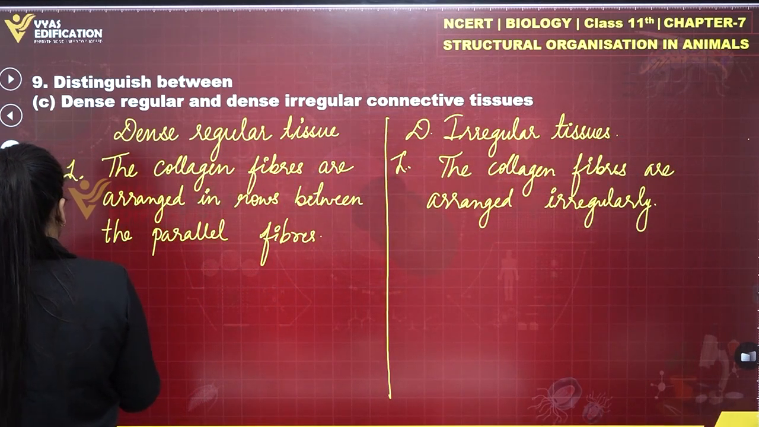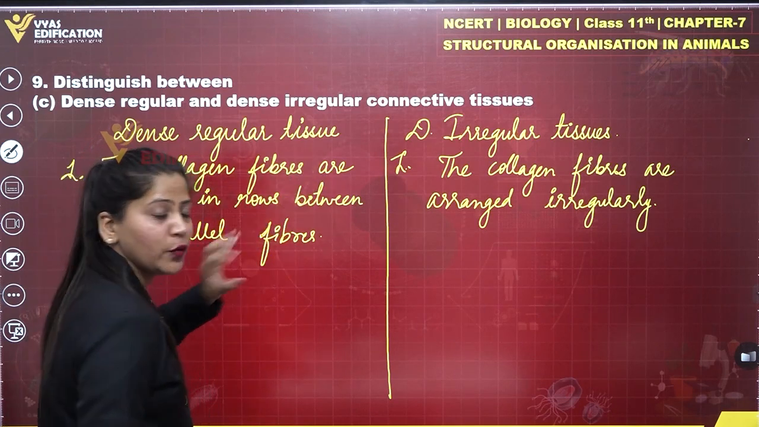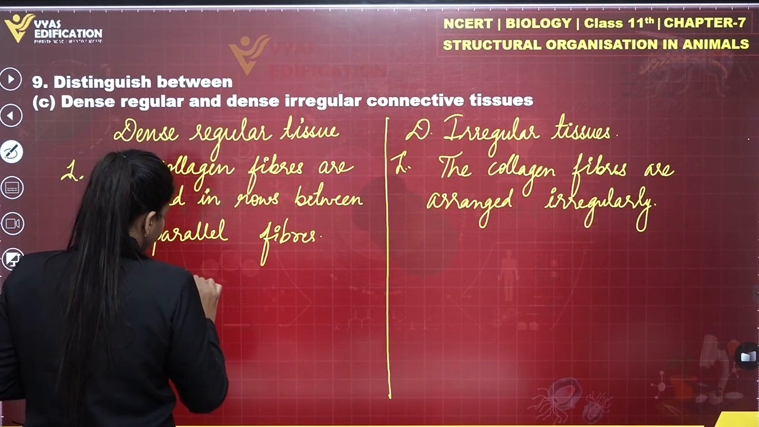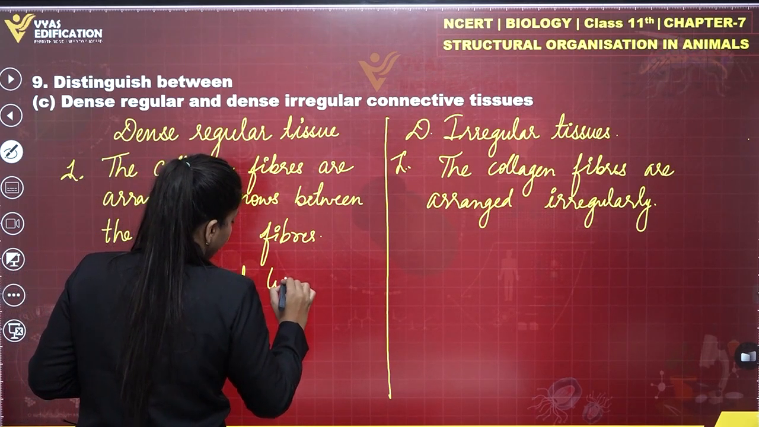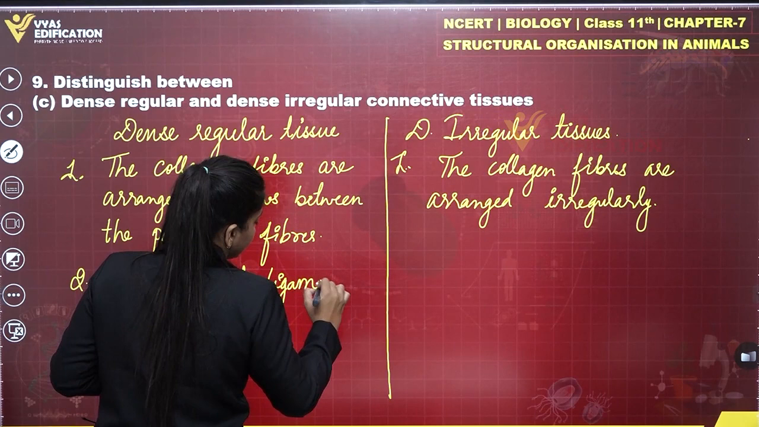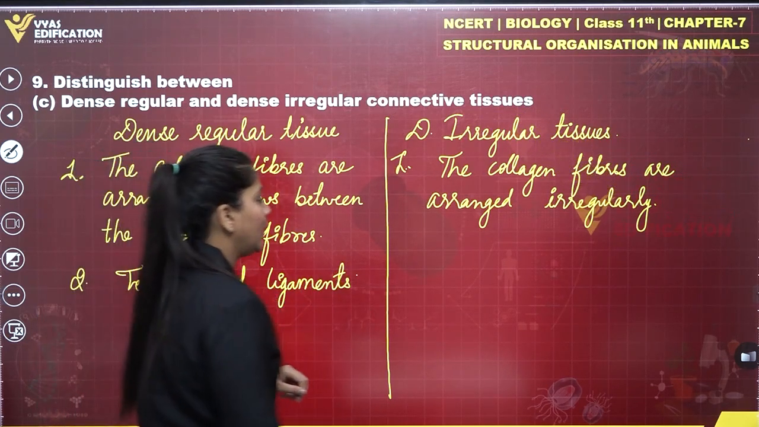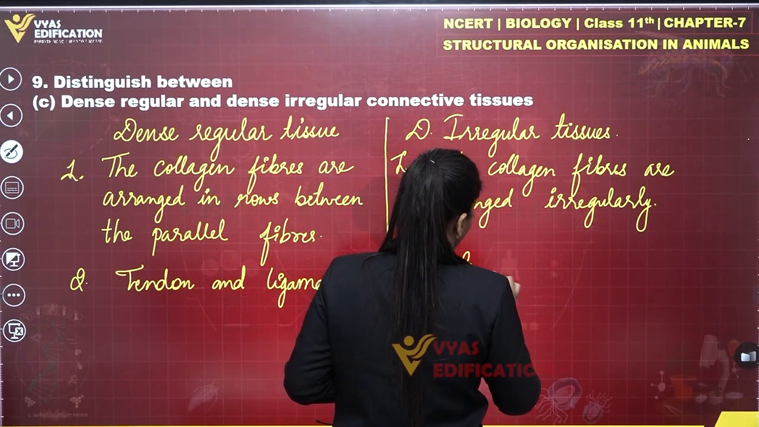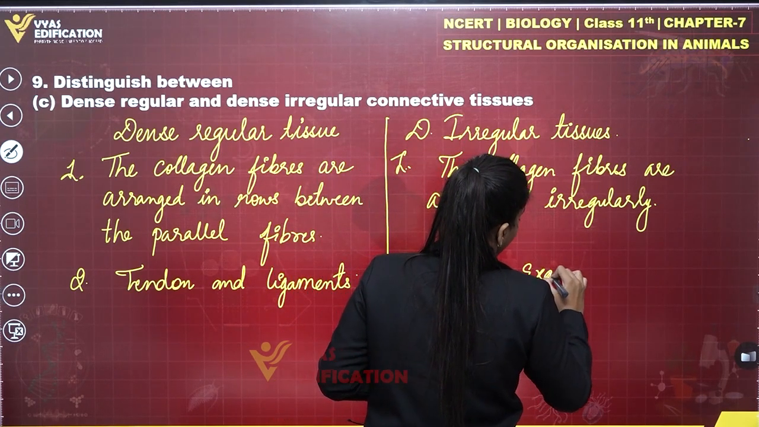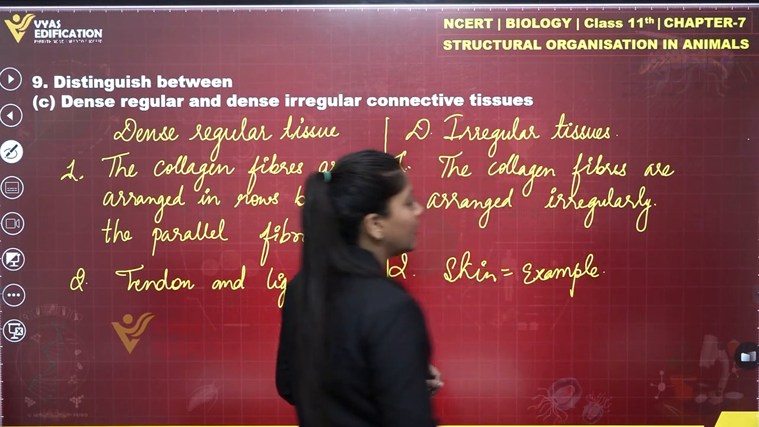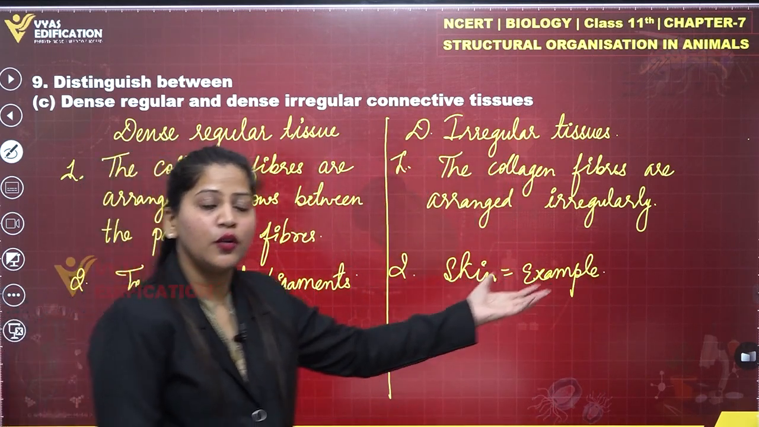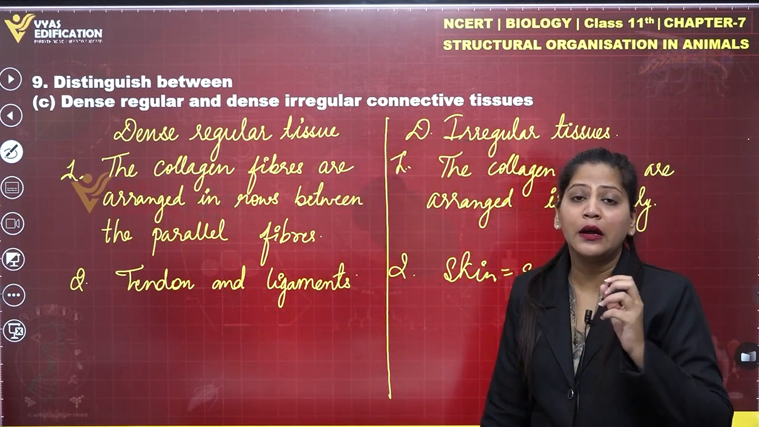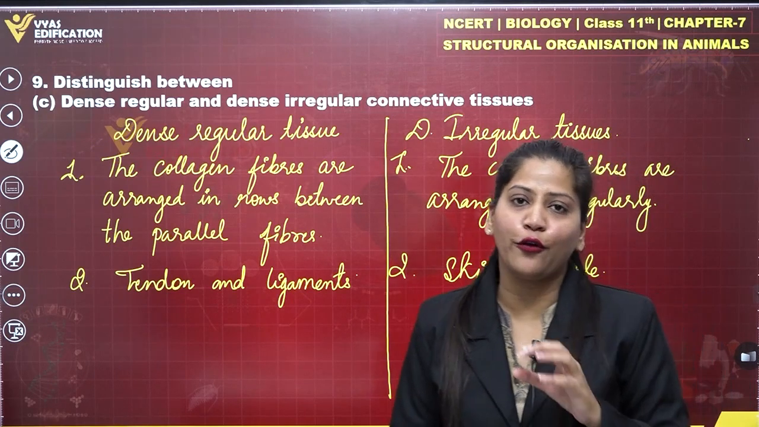Then this dense regular tissue you will find in tendon and ligaments. So tendon and ligaments are the examples of dense regular tissue, and for dense irregular tissue the skin is the example. You will find this dense irregular tissue in skin. Right? So this is your solution for part C, or part third, of question number 9.